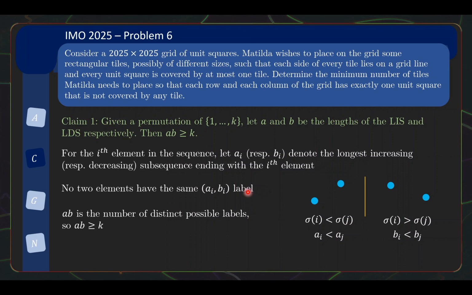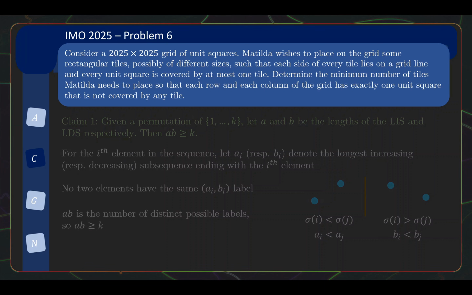And since AB is the number of distinct possible labels, your label for Ai goes from 1 to A and Bi goes from 1 to B. So AB is the number of distinct possible labels. Therefore, the number of distinct possible labels is greater than or equal to the number of elements: AB is greater than or equal to K. A very neat proof for this claim.